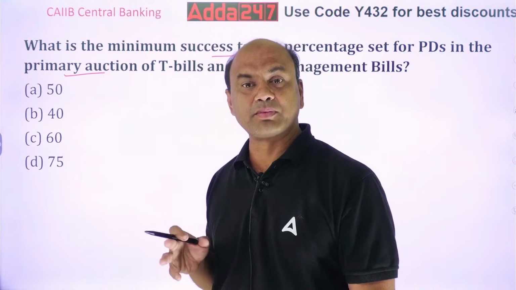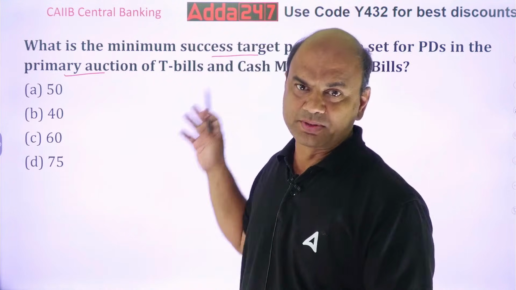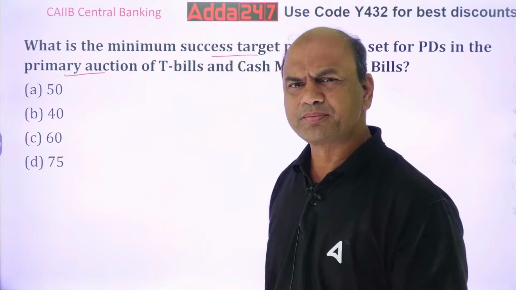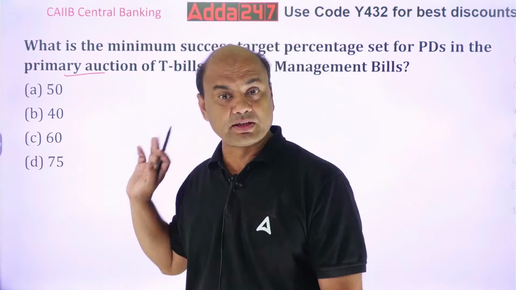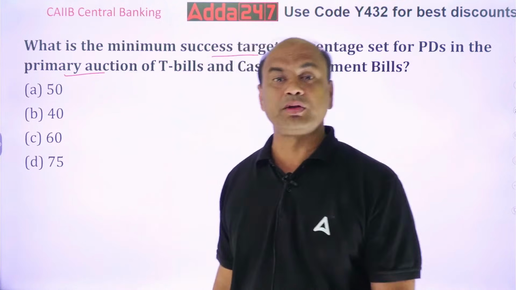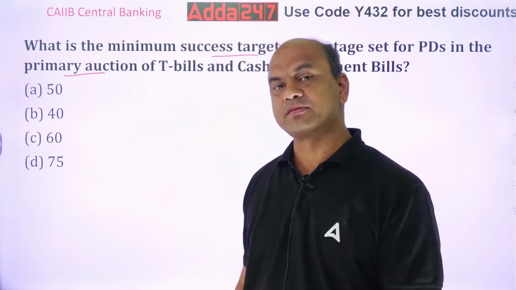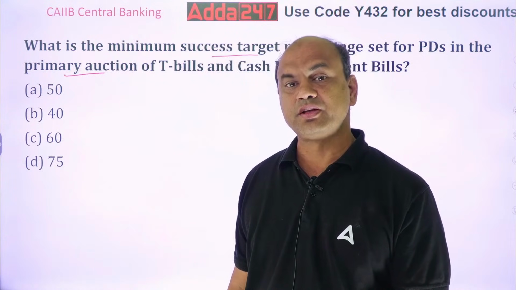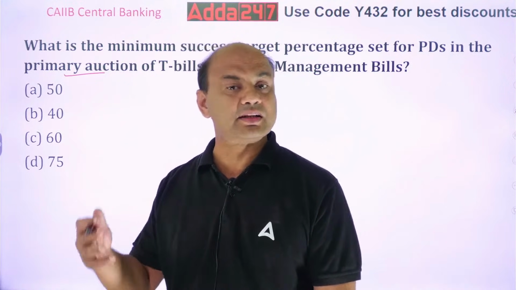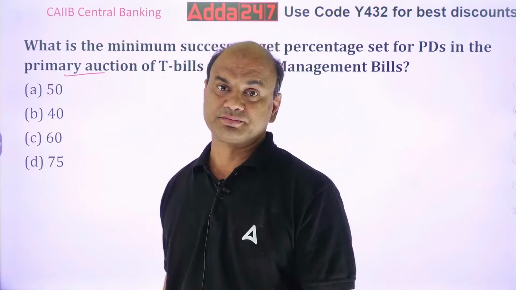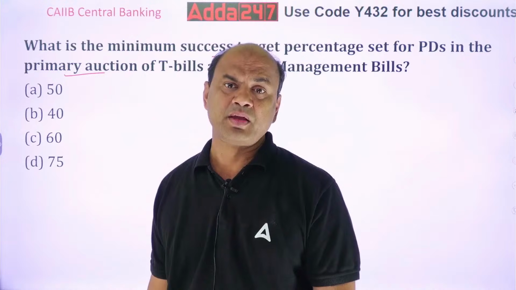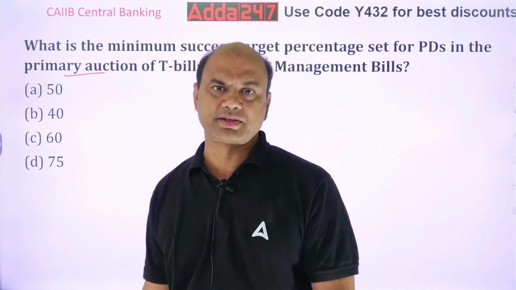Primary auction means when your government issues the bonds, that is T-bills and the CMBs, cash management bills, for the first time. Now, what is CMB? Treasury bills you might have heard, but what is CMB? How many of you have heard CMB? Type yes in the comment section. Correct. Cash management bills are those bills which are less than 91 days. Kindly note, cash management bills are the most liquid bills.